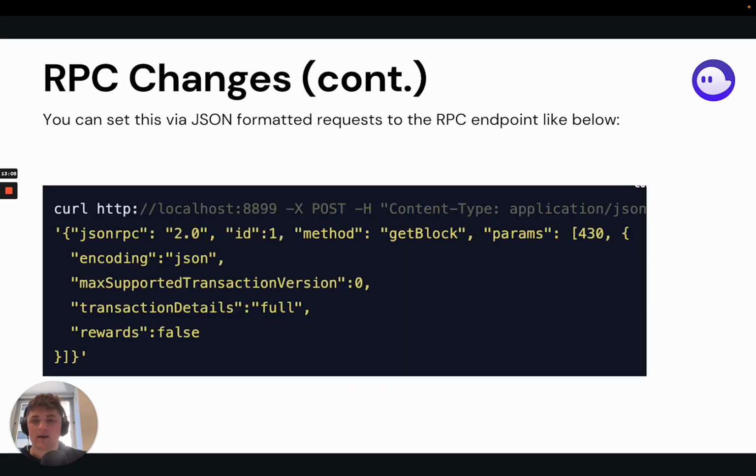This is actually how it kind of looks. Here's a curl request that's showing the parameters there. Max supported transaction version being 0.